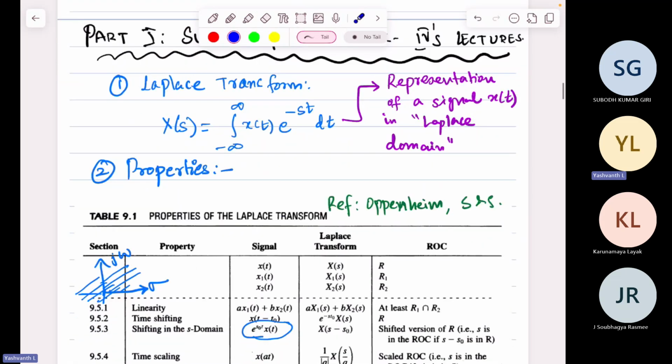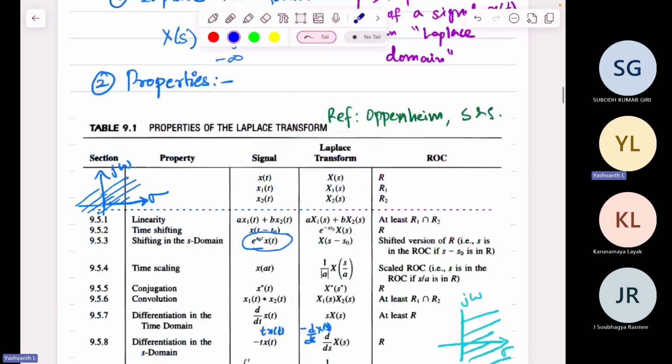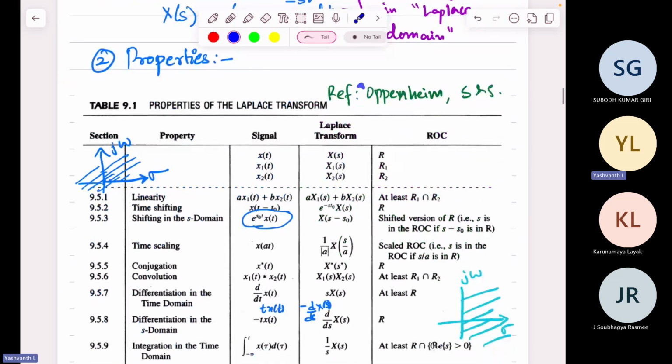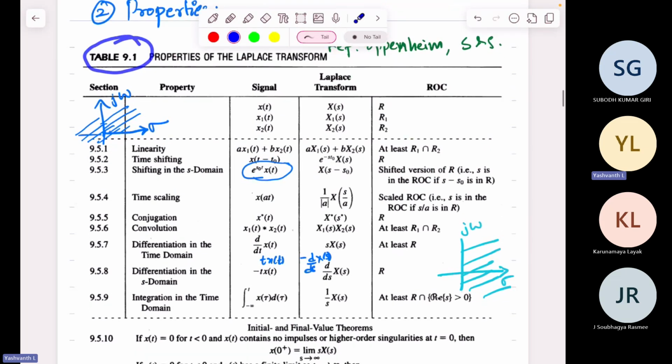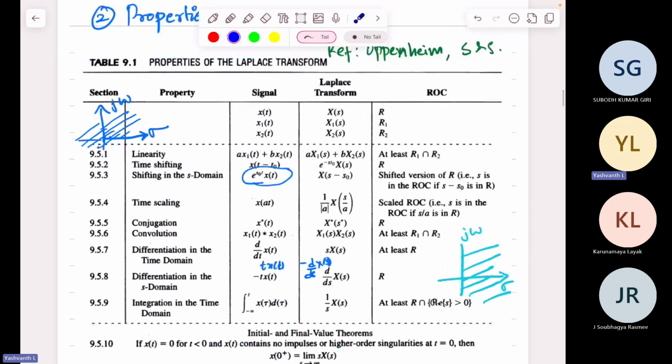Now the properties. I pulled out a small table. The reference for this table is Oppenheim, Signals and Systems. This is table number 9.1 in the book. I wanted to quickly go through what the properties of the Laplace transform are. Chapter number 9 of this book by Oppenheim deals with Laplace transforms, and different sections in the book cover each of these properties in detail.